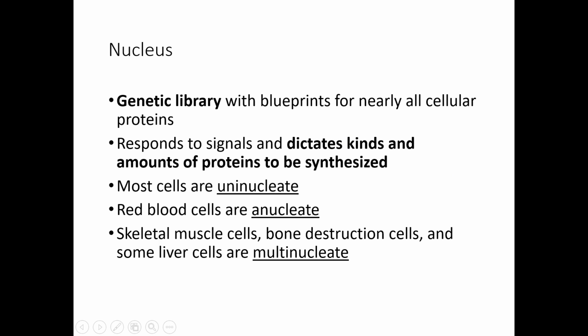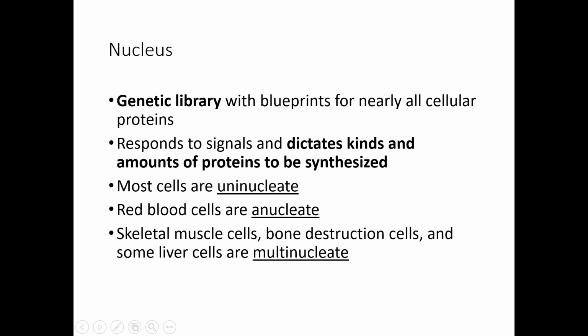Now we will talk about nucleus. Nucleus is a center of the cell. It's like a brain of the cell that has all the information about how to make proteins, or genetic library. Our DNA molecules are located inside of the cell nucleus. So a nucleus responds to signals it receives from other organs, like electrical signals through the nervous system or hormones, and dictates kinds and amounts of proteins to be produced. Most cells have only one nucleus, and they are called uninucleate.